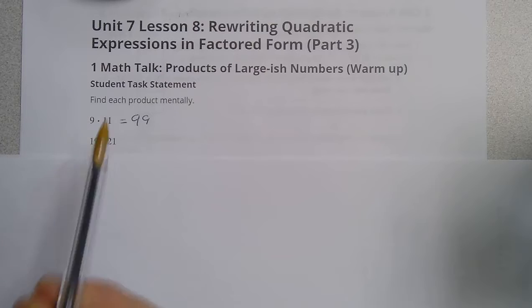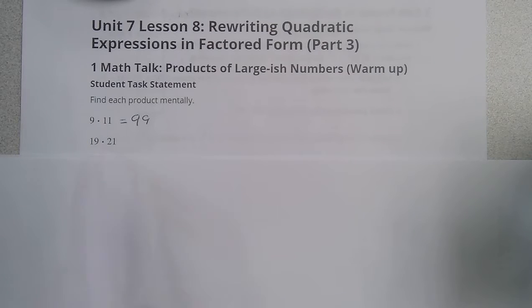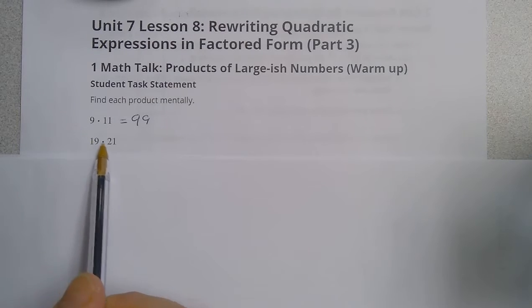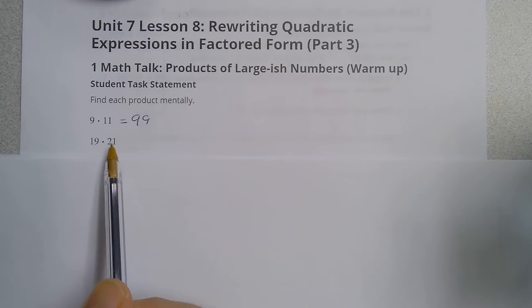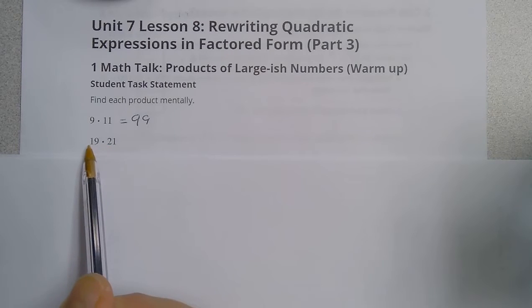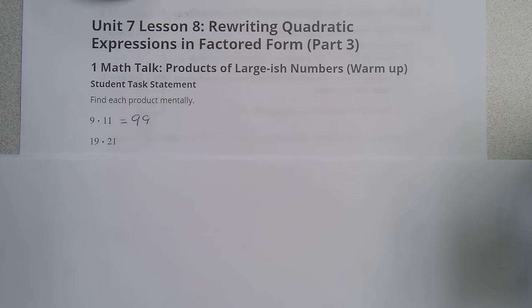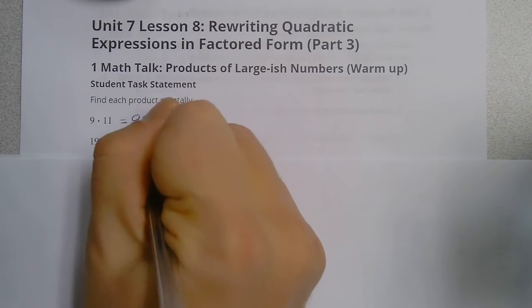So what I want for you to do is now multiply 19 times 21. What I do is 19 times 20. So I do 19 times 2, which is 38, and then add a 0, so 380. And then 19 times 1 is plus 19. So 380 plus 19 is 399.